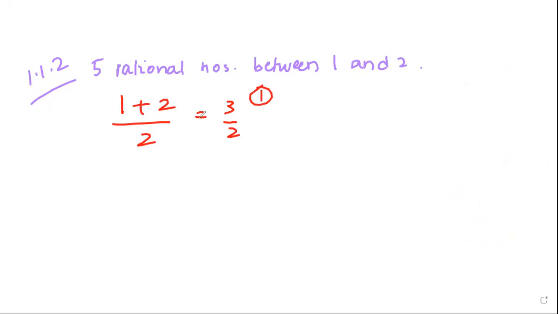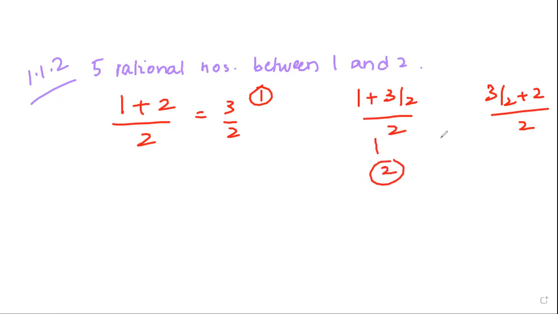Now to get the second number, I'll take the average of 1 and 3 by 2, and I'll take the average of 3 by 2 and 2. When I do this, I'll get my second number, and when I do this, I'll get my third number. Now you can choose any one. Suppose you're taking this, what will you get? It would be nothing but 2 plus 3 by 2, divided by 2. This would be nothing but 5.